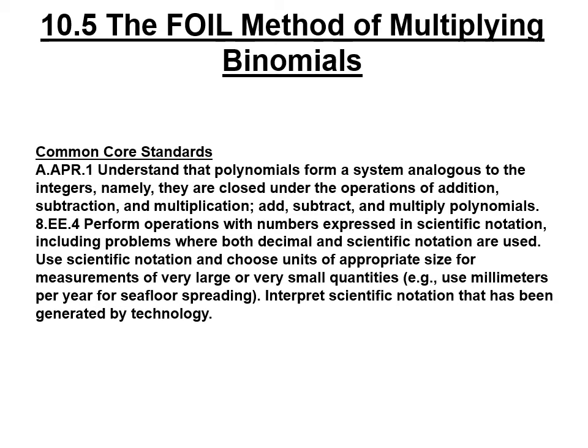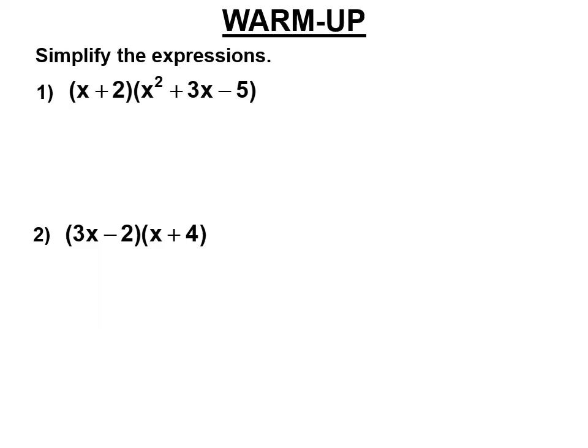Welcome to 10.5, the FOIL method of multiplying binomials. So this is a review of the last lesson, right? To multiply, in number one, we're multiplying a binomial times a trinomial. So we're going to multiply everything by x, and we get x times x squared, x cubed.